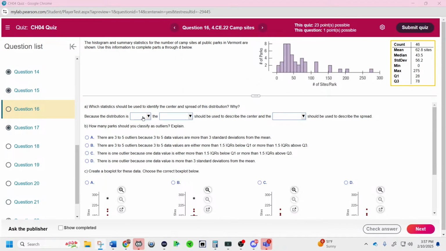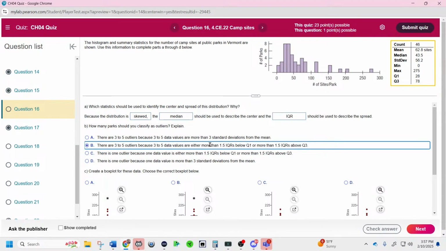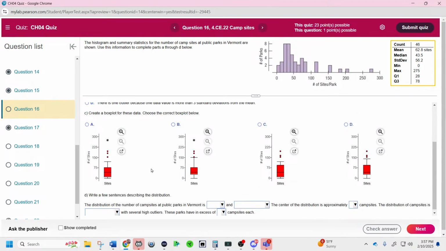Because the distribution is very skewed to the right, the median should be used for the center, and the spread should be IQR. Once again, skewed. There's 3 to 5 outliers because I don't know if these 2 points, there's 2 data points in there. That's the height of the bin. I don't know if they're outliers or not, and they'd be measured by the amount of IQRs above Q3 or below Q1, respectively. Here we are with create the box plot.